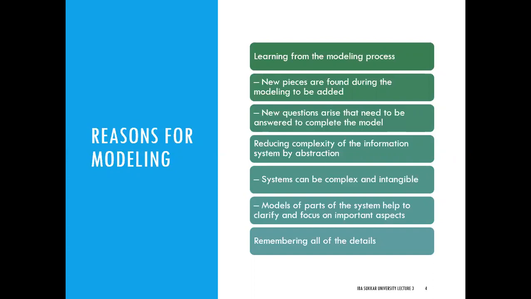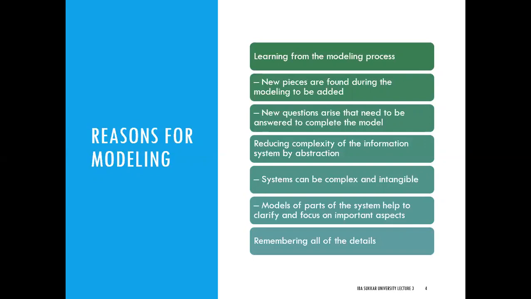Number two, new pieces are found during the modeling to be added. Yes, sometimes a new piece of information is found during the modeling, and if it is there, you have to add it. And we know that even when we are in the modeling stage, requirements are continuously changing sometimes, or sometimes there are new requirements as well. So we must be able to include all these things in the model.